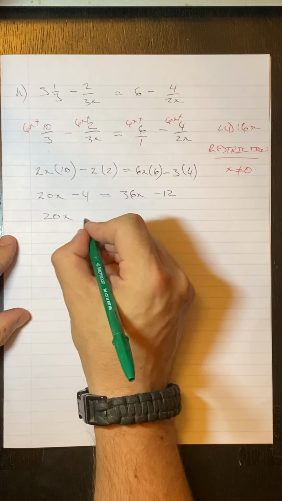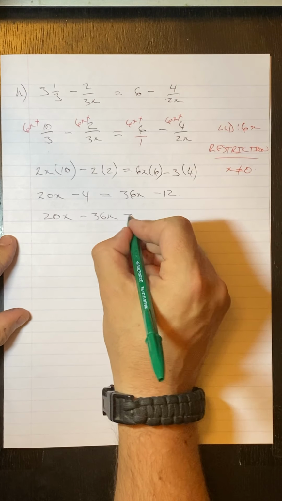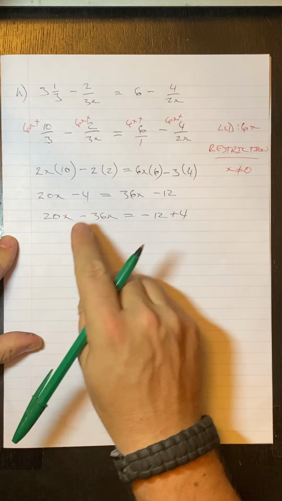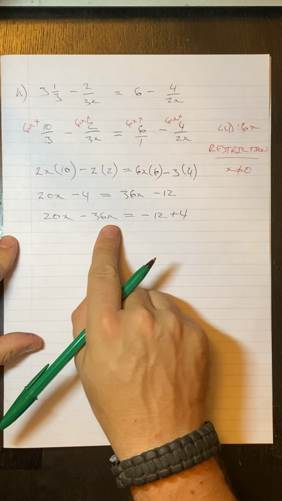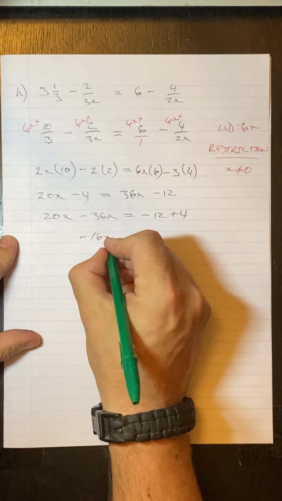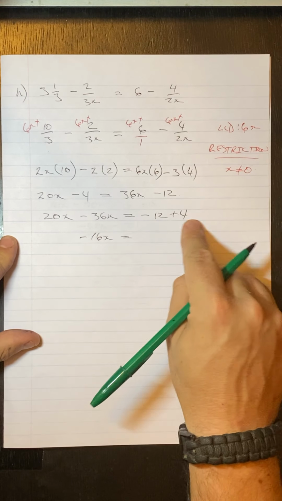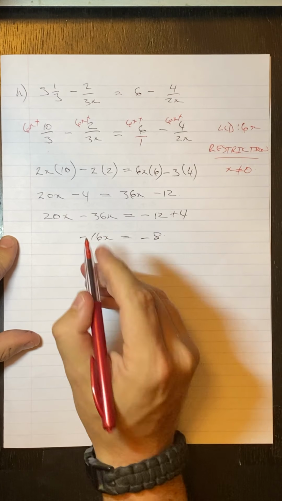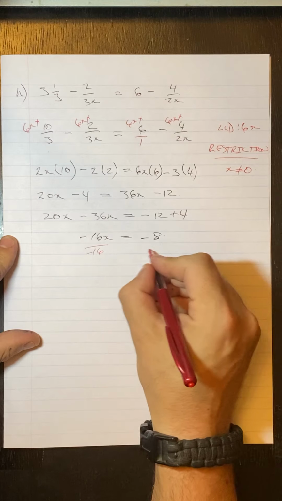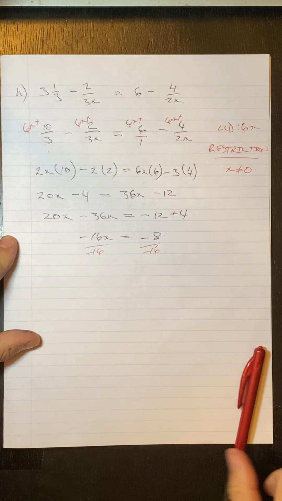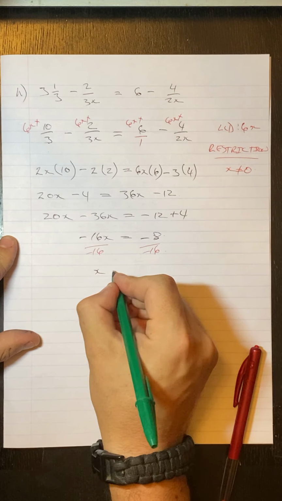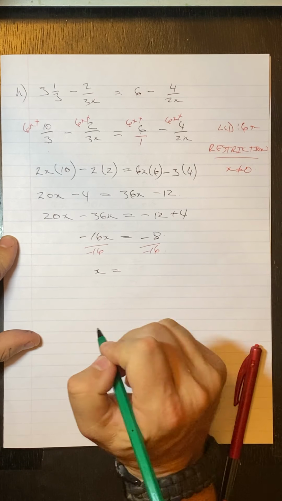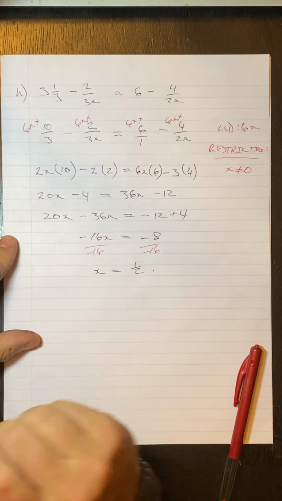20x minus 36x equals minus 12 plus 4. 20x minus 36 is minus 16x equals minus 12 plus 4 is minus 8. We want to get the x on its own, so we need to divide by minus 16 both sides. Those will cancel, and you're left with x is equal to, a negative divided by a negative is a positive. 8 divided by 16 is a half.